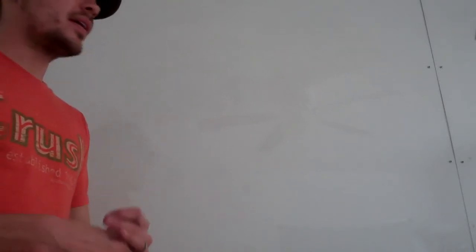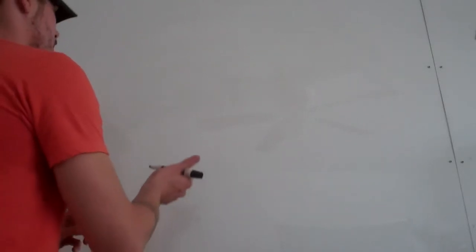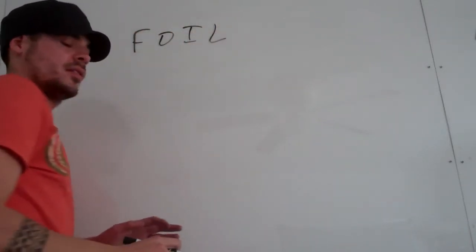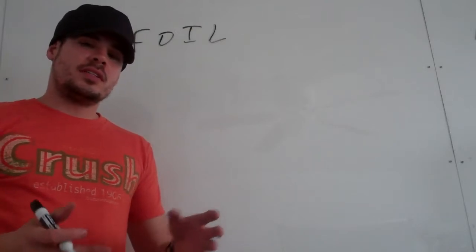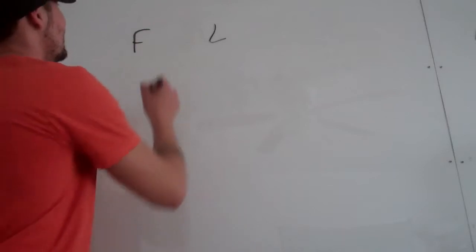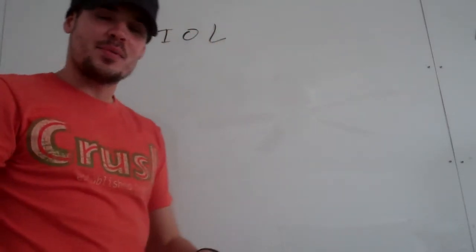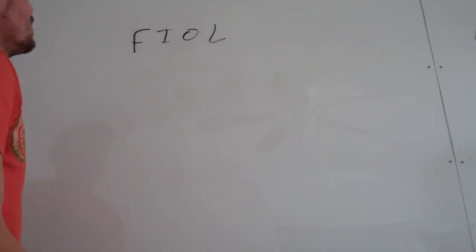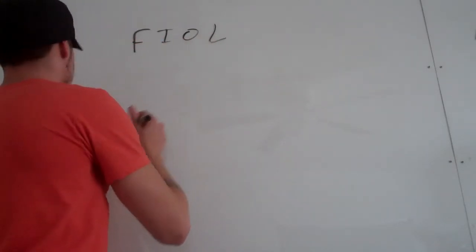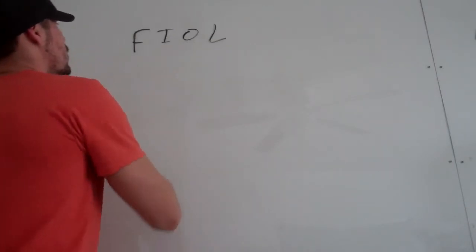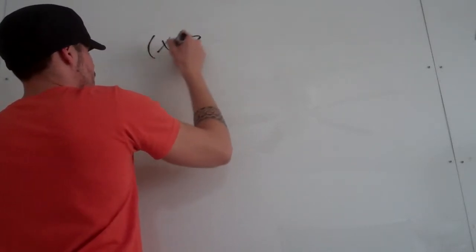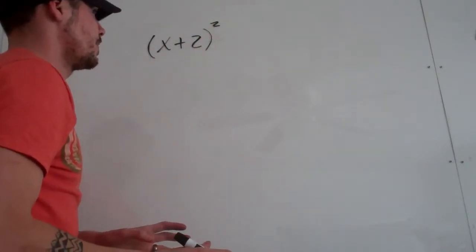I'm going to go over the FOIL method. This might be new to you, but all the FOIL method is, well, it stands for first. Okay, I'm pretty good at math, but I'm not good at spelling. It stands for first, inner, outer, last. Now, all you're doing in the FOIL method is making sure that everything in these parentheses gets multiplied.